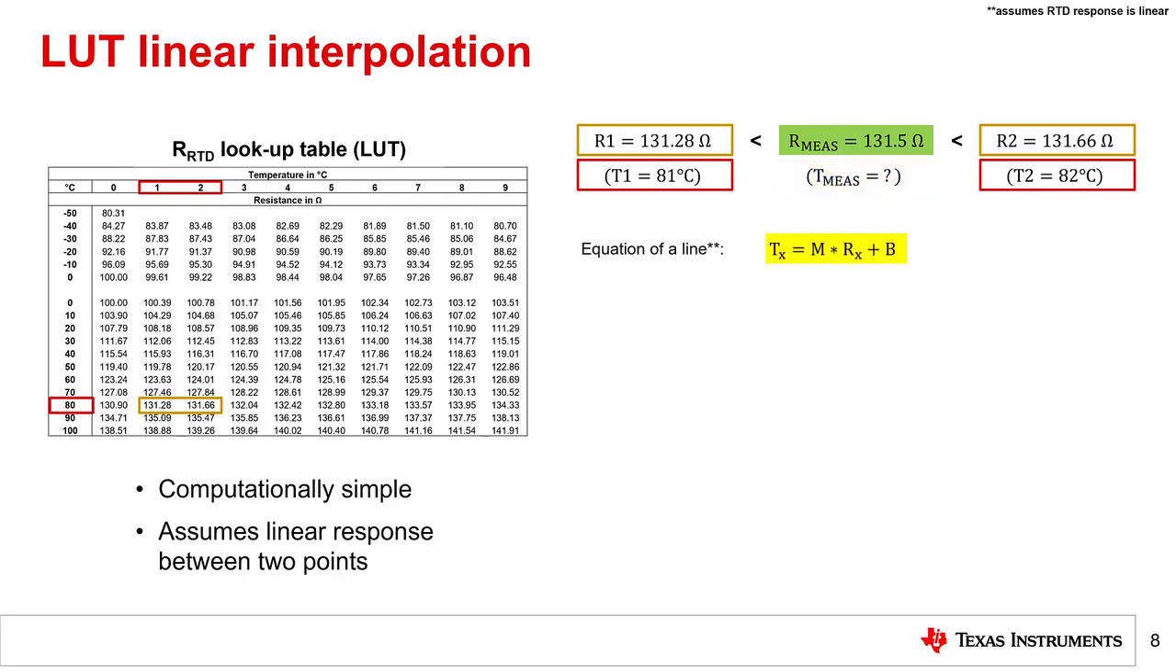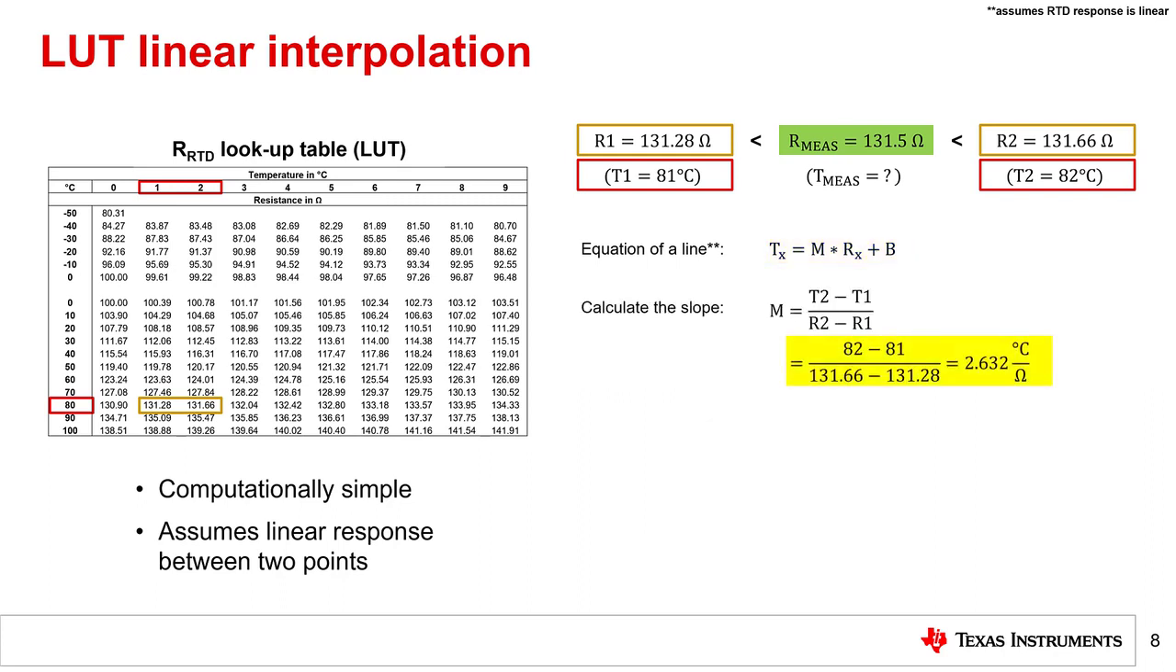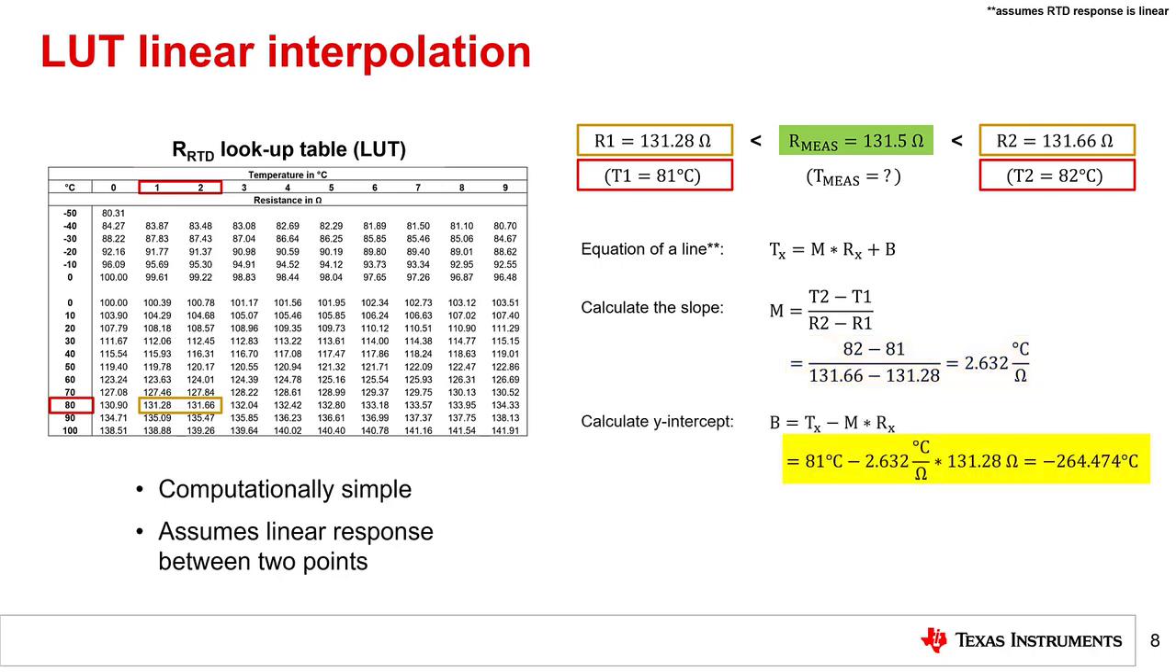Next, we will need the general equation for a line, which is the first formula shown on the right. Then, we calculate the slope using the second equation. Entering R1, R2, T1, and T2 into the equation yields a slope of 2.632 degrees Celsius per ohm. With the slope calculated, determine the y-intercept by applying either resistance-temperature pair to the equation for a line. R1 and T1 are used in this example, which results in a y-intercept of negative 264.474 degrees Celsius.